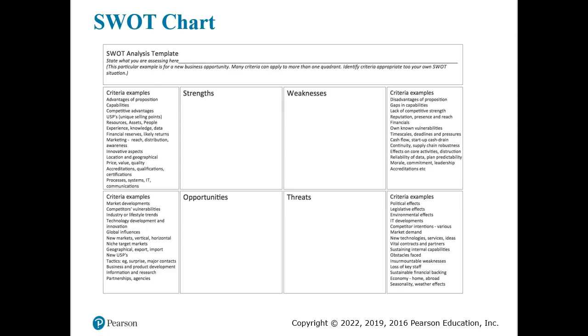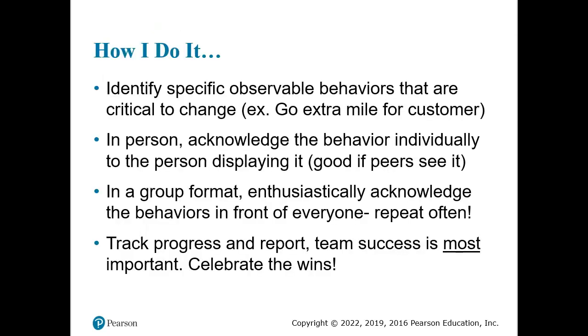So now a lot of times organizations go through a change process with terms like re-engineering, reorganization. There's all kinds of different terms put around that, and I've helped people do this in the past. So how do I manage that kind of change? And these are things that I've done that I think were very successful. Identify specific observable behaviors that are critical to change, going the extra mile for a customer, that kind of thing. Okay, so I point those out if that's what's important in the organization.